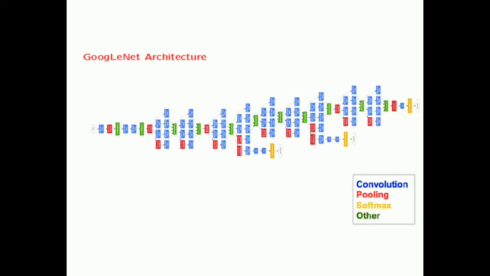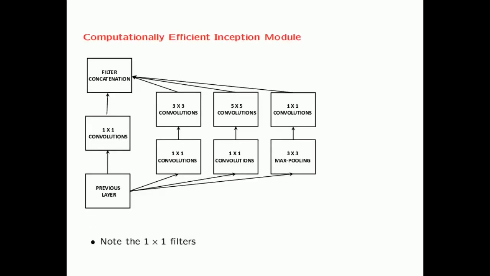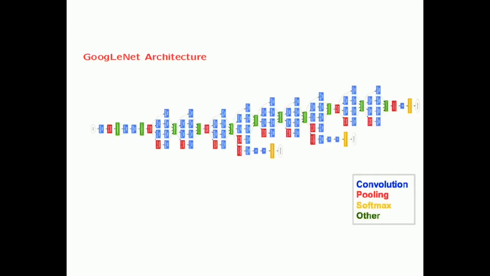So here I have shown the architecture of GoogleNet. So you can see that you have these Inception modules, these little modules in the middle. You can see they have a very similar shape to the module that I showed here. So you can see that you have these sets of Inception modules which are hooked together to create the full architecture.